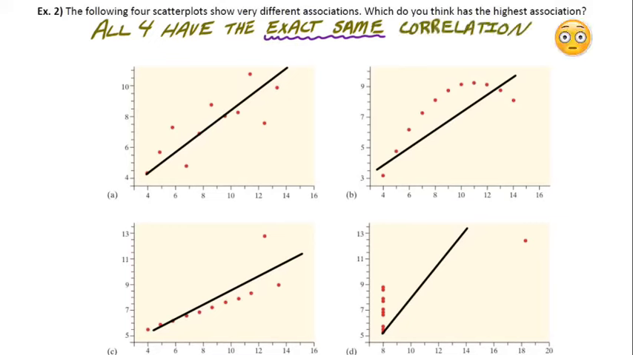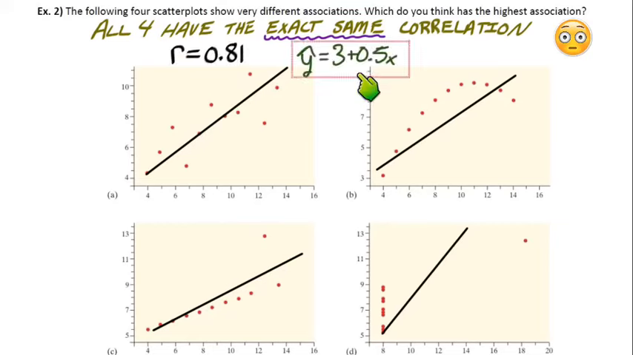It's my surprise face, little emoji. They all have the same exact correlation. They are all R equals 0.81, and they all follow this line: Y hat equals 3 plus 0.5x. And mine may look a little different. Well, for one, I just kind of gave a little sketch there of what I thought. But they're also on different scales here, so that would change the way the line looks too. But if you calculated it, they all have the exact same correlation and the exact same regression line.